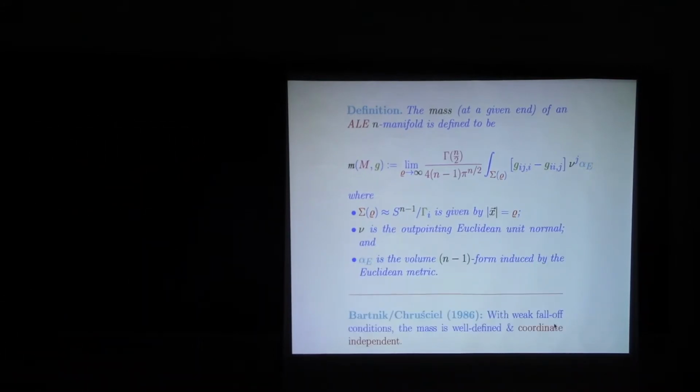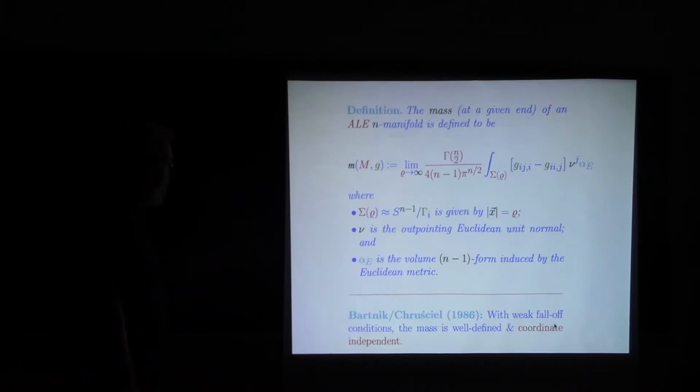Otherwise, same definition as before, and the same theorem of Bartnik and Chruściel applies. So there is a coordinate invariance of this mass, and it's a well-defined finite number. On the other hand, if we looked at the gravitational instantons, those turn out to always have mass 0. This is related to the fact that they're Ricci flat.